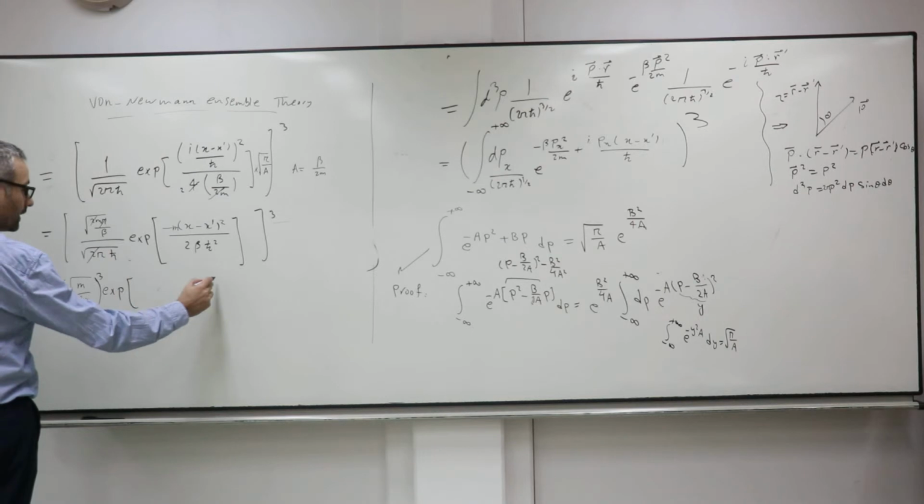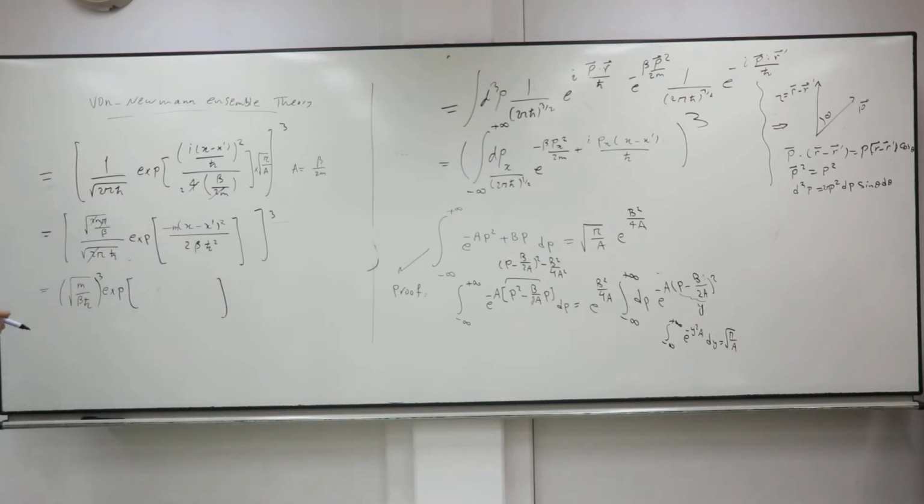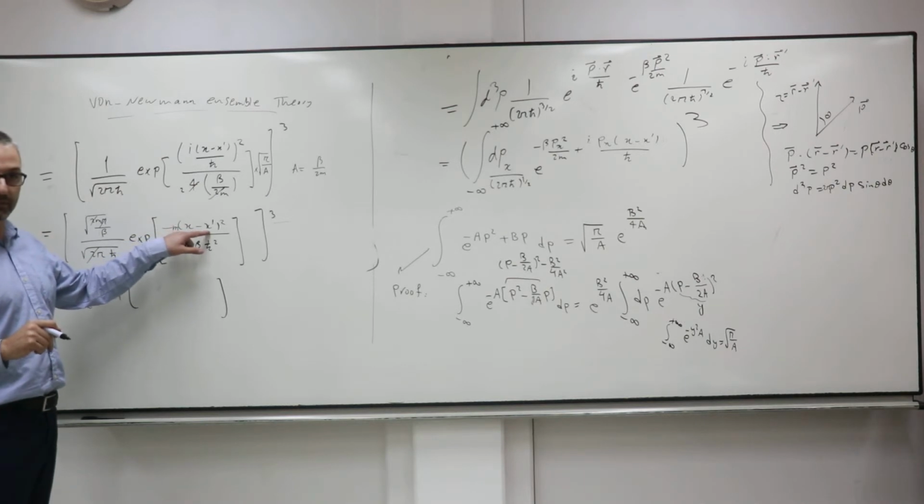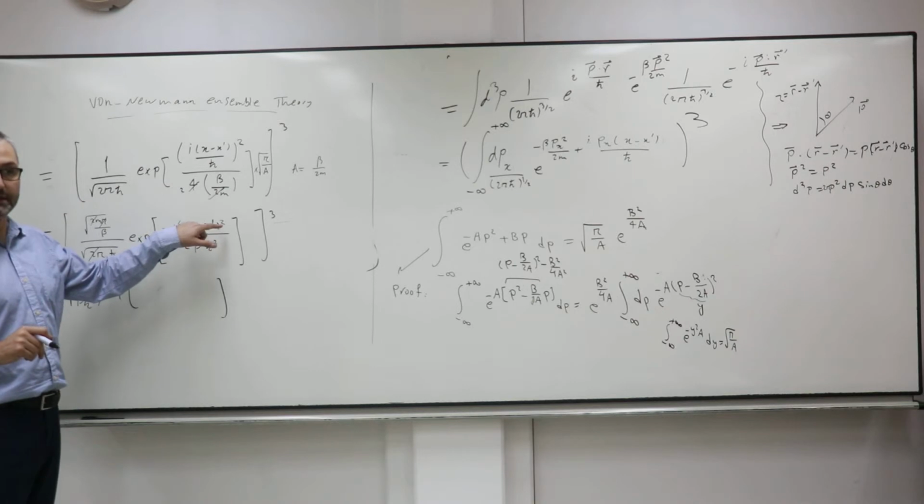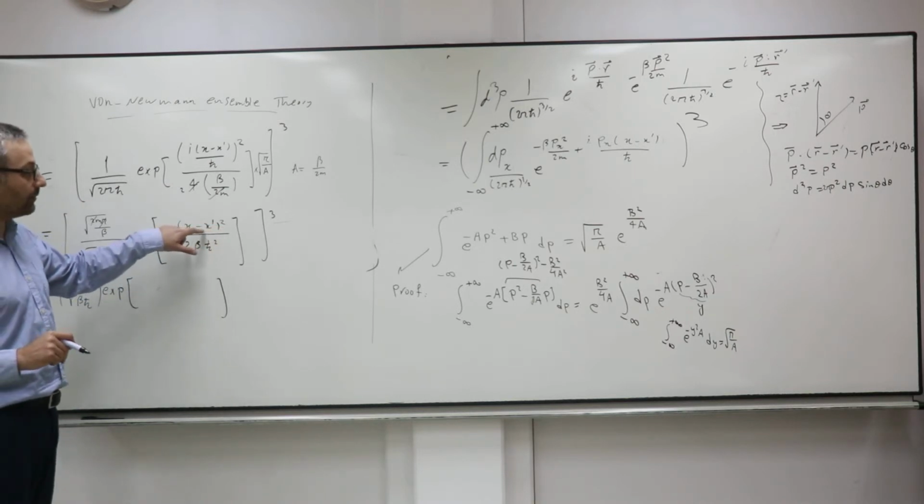Exponential. Look at that. To make this power 3, again I bring it back. So this is x minus x prime. If you make power 3, it will be plus y minus y prime plus z minus z prime. So I can write this as r minus r prime squared.